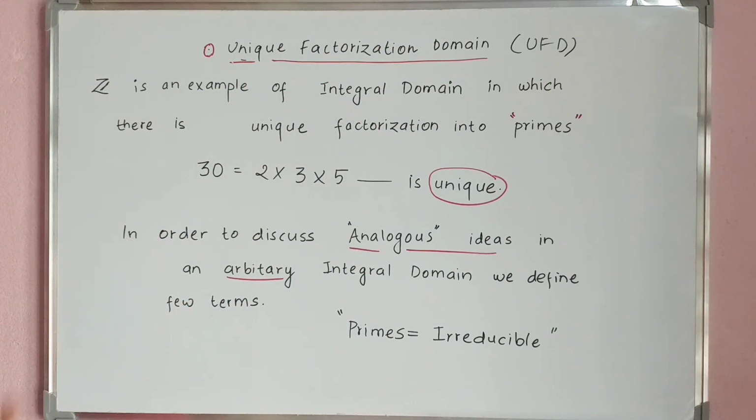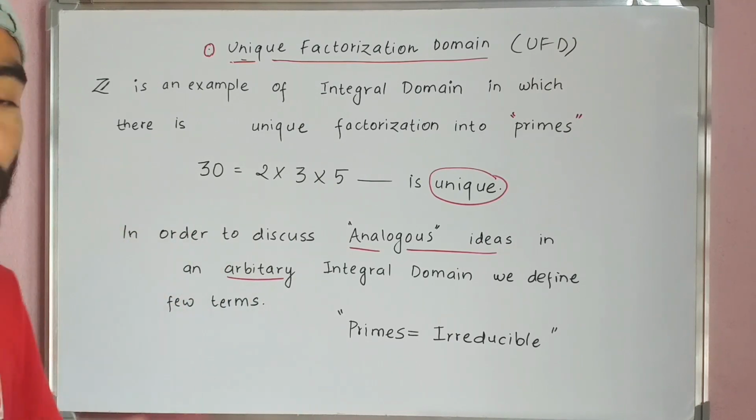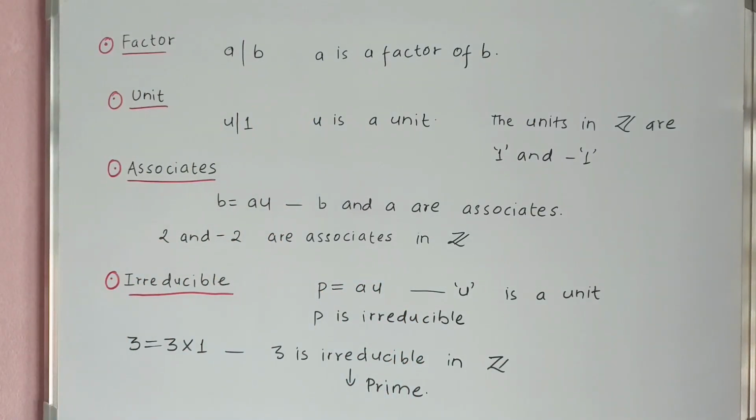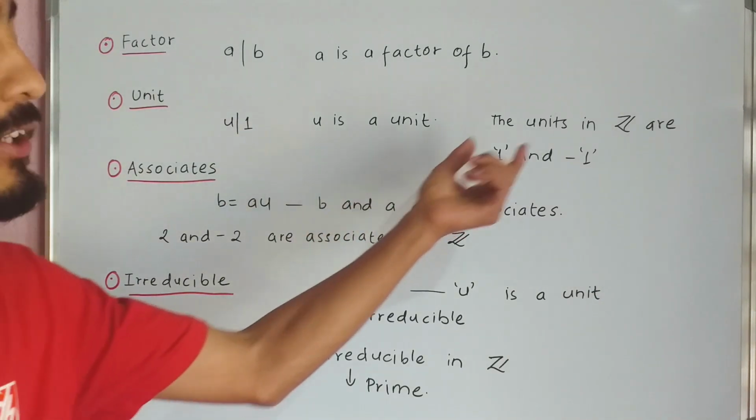Now, in order to discuss analogous ideas in an arbitrary integral domain, we define a few terms. The first term we have is factor. If A divides B, A is a factor of B. The second term we have is unit. If U divides 1, where 1 is the multiplicative identity, U is a unit. In Z, only 1 and minus 1 divide 1, so the units in Z are 1 and minus 1.